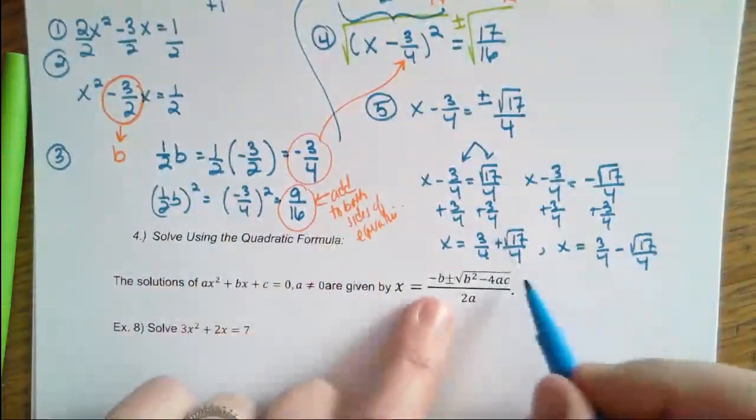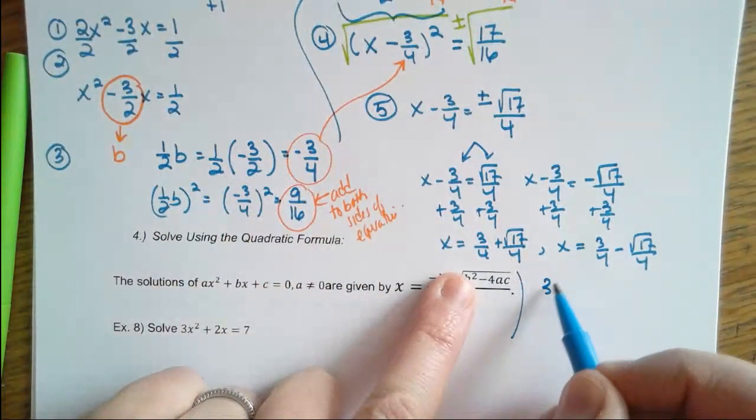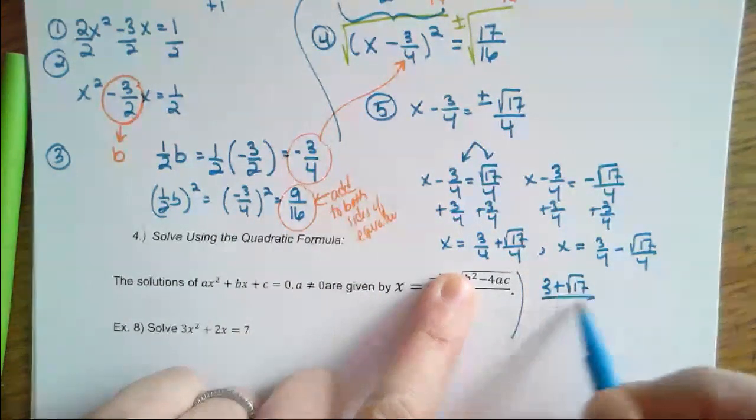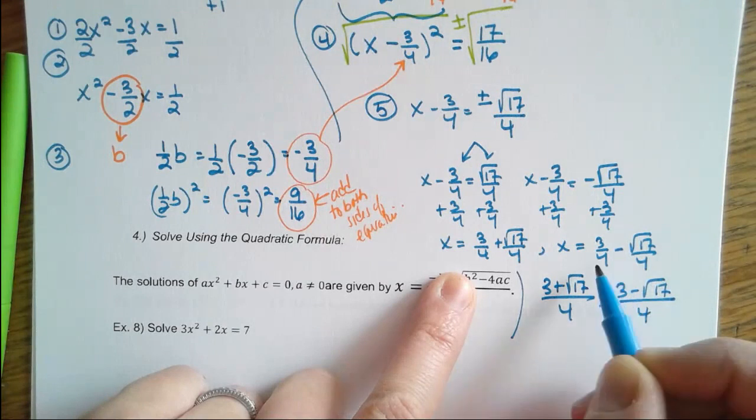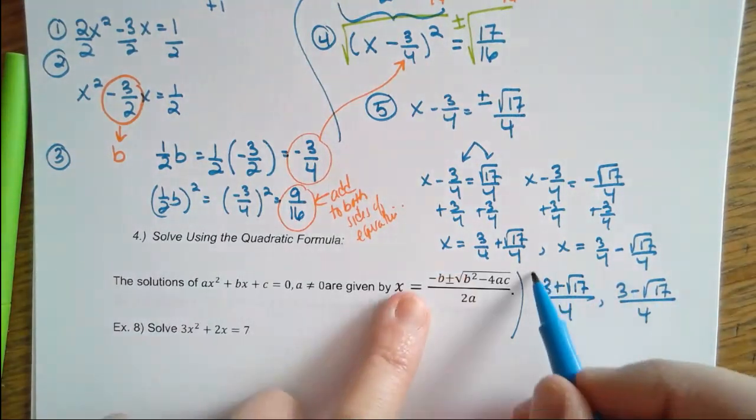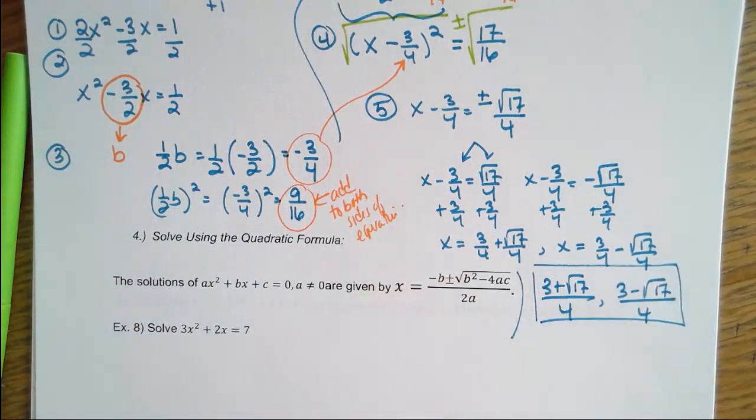You can also combine these if you want to. So you could write it as 3 plus root 17 all over 4 and 3 minus root 17 all over 4 because they have the same denominator. So these are our two solutions in this particular case.